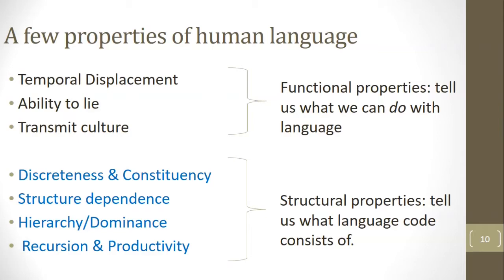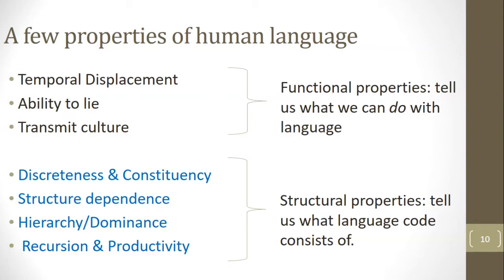Functional properties include temporal displacement, the ability to lie and transmit culture. By temporal displacement, we mean that we can talk about things that are not in the here and now. We can talk about things that happened yesterday, we can talk about the future, and we can even talk about possible worlds that might not even exist. For instance, I could say something like, I'll do the dishes when pigs can fly. Now we all know that pigs cannot fly and will never fly, but we also know what the world would look like if pigs were to fly.